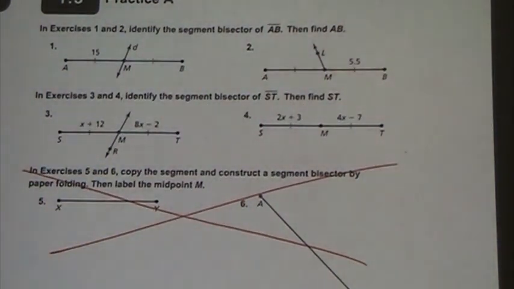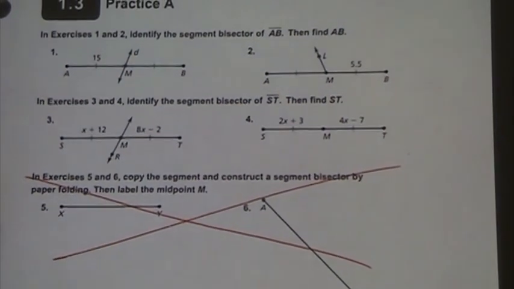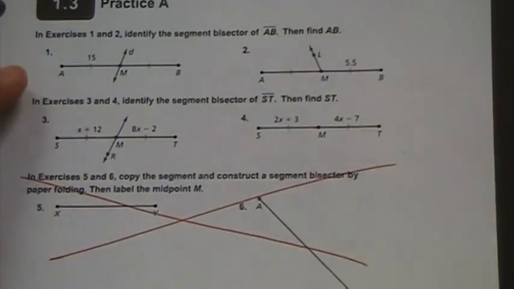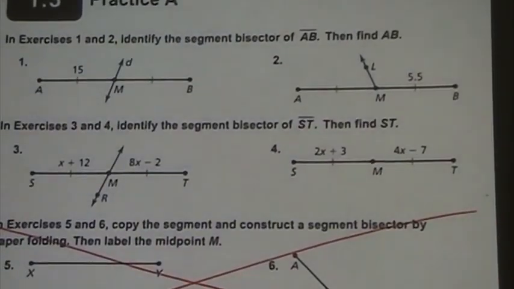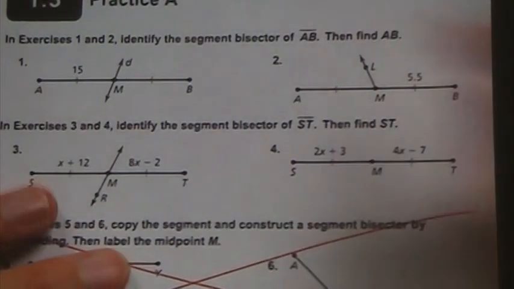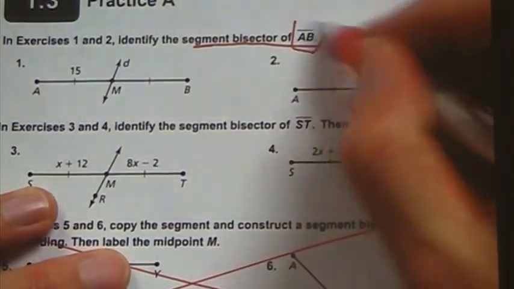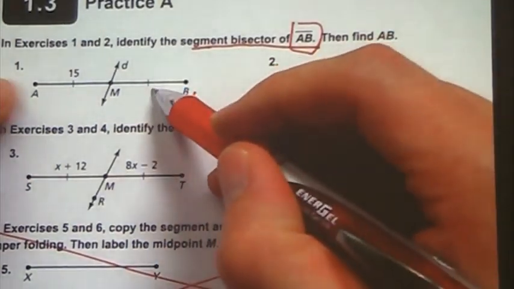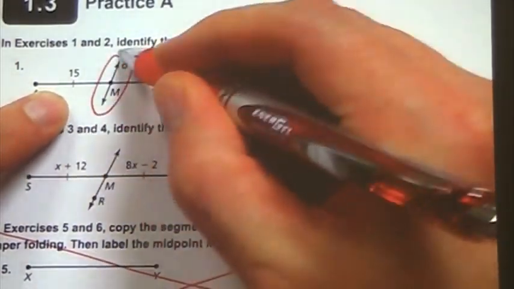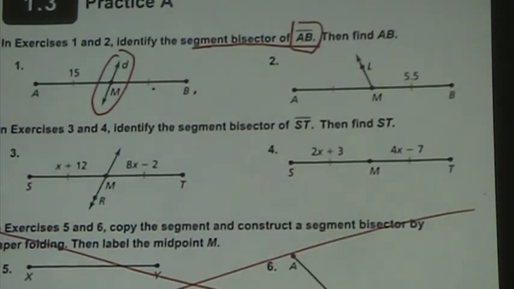Alright, so here we are in 1-3, the first part, where we're going to talk about midpoints and bisectors for a bit. So, first problem, it says identify, I'll zoom in here for you. Identify the segment bisector of AB, then find how big AB actually is. Segment bisector, remember that's something that cuts your segment in half. And here's AB, you'll notice you got two congruent symbols, which means this guy cuts your AB segment in half.